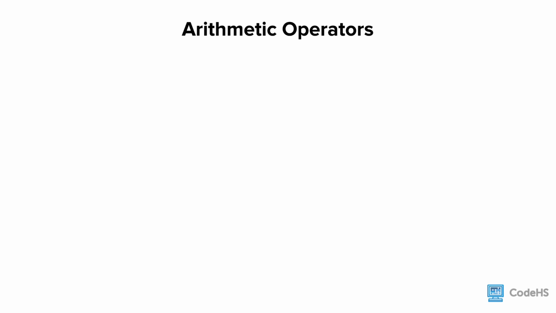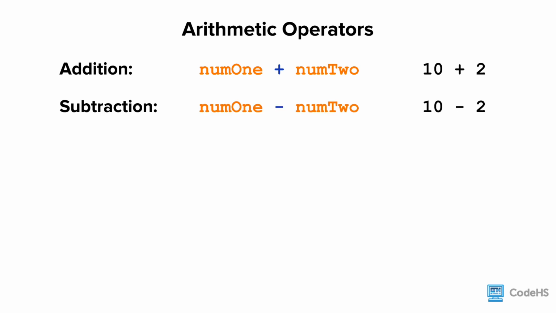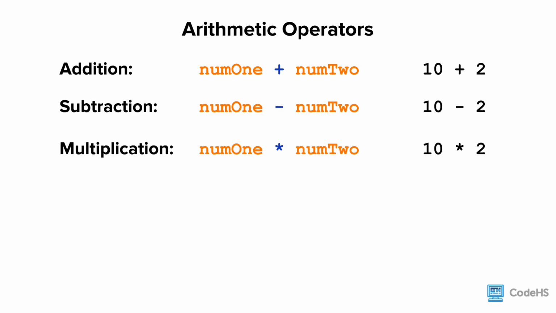Let's go over the basic math operators in Lua. To add, we use the plus sign. To subtract, we use the minus sign. To multiply, we use an asterisk. This symbol can be found above the number 8 key on your keyboard.